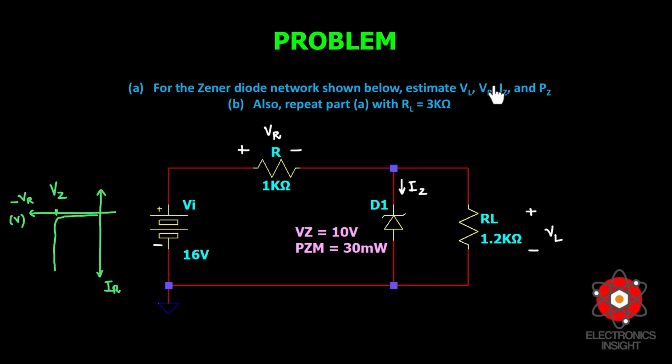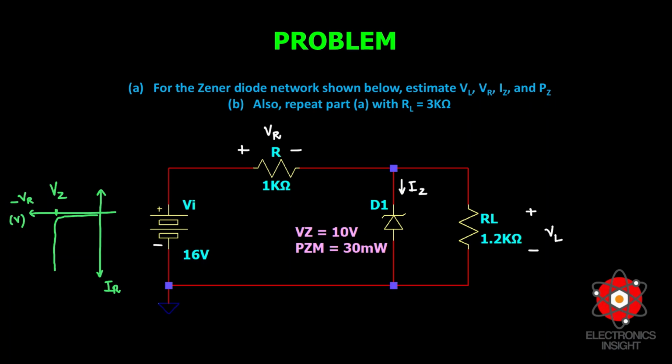Don't be confused that we are changing RL from 1.2 kilo ohms to 3 kilo ohms. So the load resistance is changing between parts, but within each part it is fixed. We are going to repeat the same analysis with 3 kilo ohms and observe what happens to the Zener voltage and the power dissipation. Fundamentally, this circuit analysis can be broken down into two steps. One is we need to determine the state of the Zener diode by first removing it from the network and calculating the voltage across the resulting open circuit. Then we need to substitute the appropriate equivalent circuit in the second step and solve for the desired unknowns.